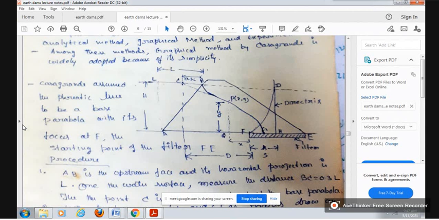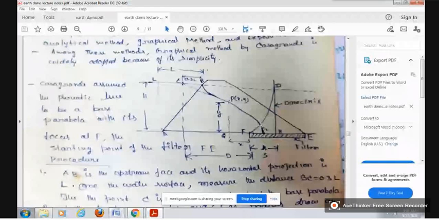So therefore, the line from C is joined to B in such a way that the angle is 90 degrees. You have to make a small correction here. So this is the top phreatic line. Is it clear? Any question on this one? Ask if you have any question, no doubt.